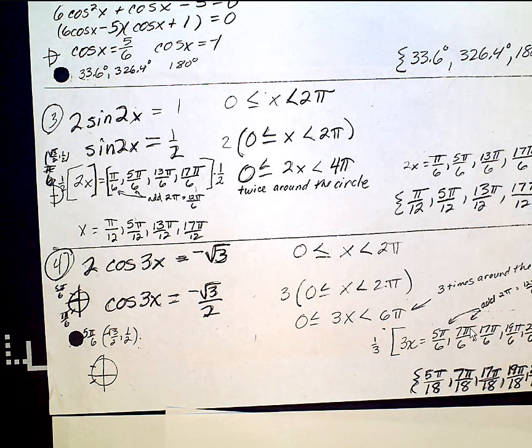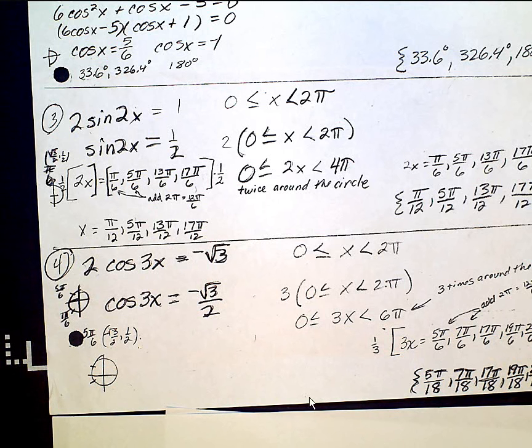7 pi over 6. Now I need to add 2 pi to each one of those, so I'm going to add 2 pi to 5 6 and get 17 6. Add 2 pi to 7 6 and get 19 6. Then I need to go around the third time and add 2 pi to each one of those. So when I add 12 6 to 17 6, I get 29 6. And when I add 12 6 to 19 6, I get 31 6. So we've solved for 3x.